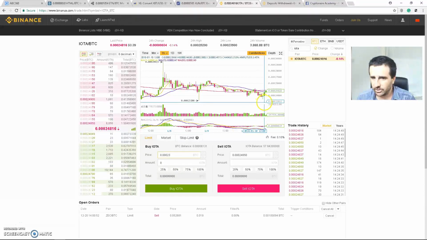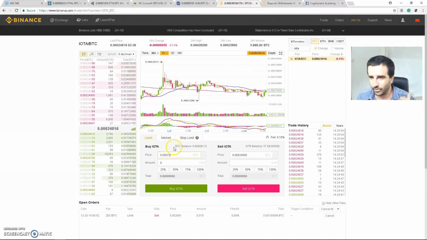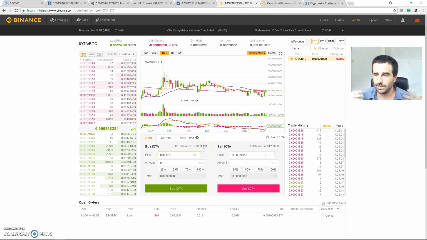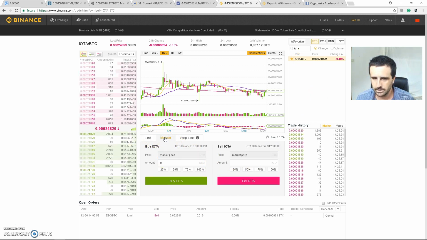But it'll only be executed once the market reaches that point and has executed all the orders prior to yours. Even if there's someone else on 0.0023, if he places his order 10 seconds before you, 10 days before you, his will be executed first, okay? And then when yours is executed, you will have IOTA. Is there anything else I should tell you? We've done limits. If you want to place your bid, mark it if you want it immediately.